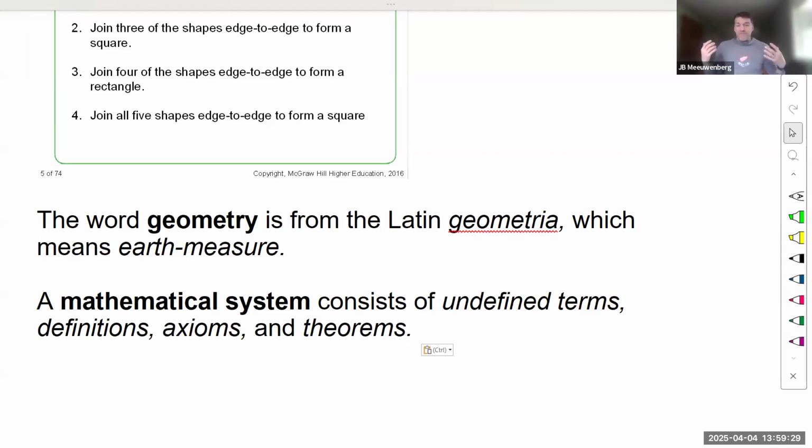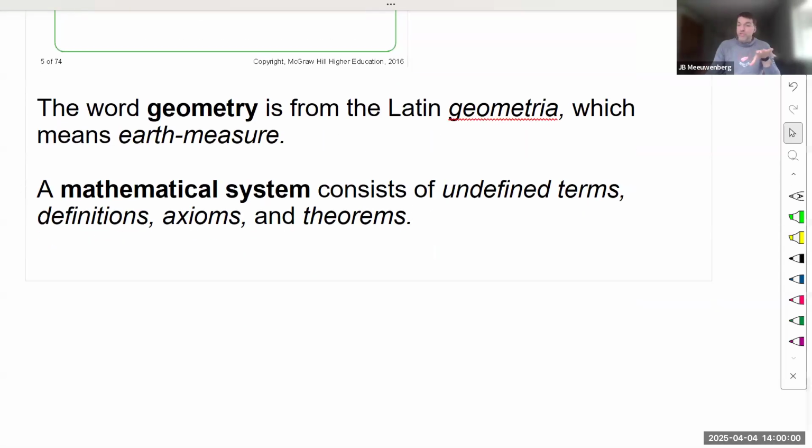We can't define everything. For example, a line is actually an example of an undefined term in geometry. It's one of these things that we kind of know what it is, but we can't really define it in a way that helps us build upon it. Axioms are things that we do assume to be true, but we don't always try to prove, right? So all of geometry is based on these axioms, things that we assume to be true, but it's really challenging to prove.